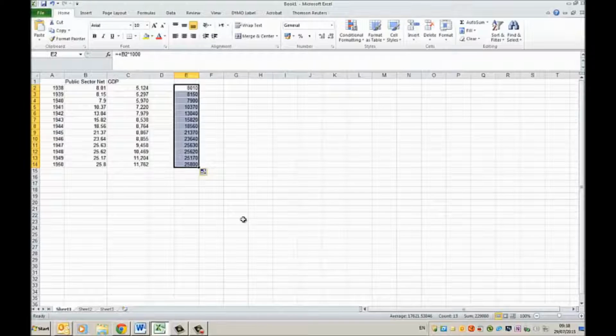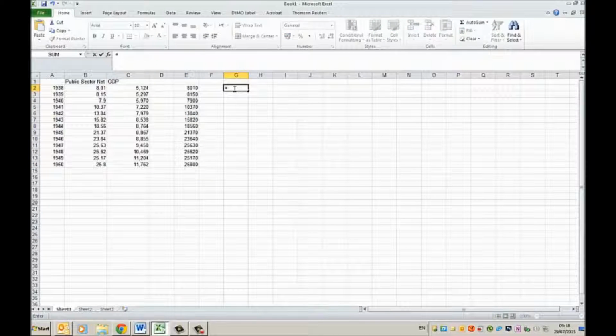Now, the first question asks me to calculate the ratio of national debt to GDP for each of the years shown. So what I'm going to do is take my figure for national debt, now in millions, divide that by the figure for GDP and multiply by 100 to express this as a percentage. Now, straight away we see that in 1938 debt was 156% of GDP. That's much higher than the figures we have for recent years.